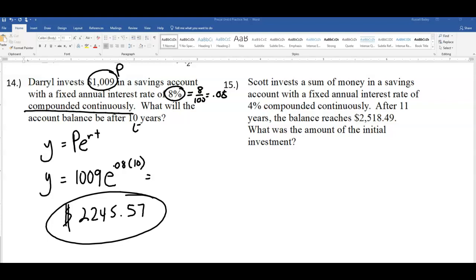All right, let's go ahead and take a look at number 15. Scott invests a sum of money in a savings account with a fixed annual interest rate of 4%, once again, compounded continuously.